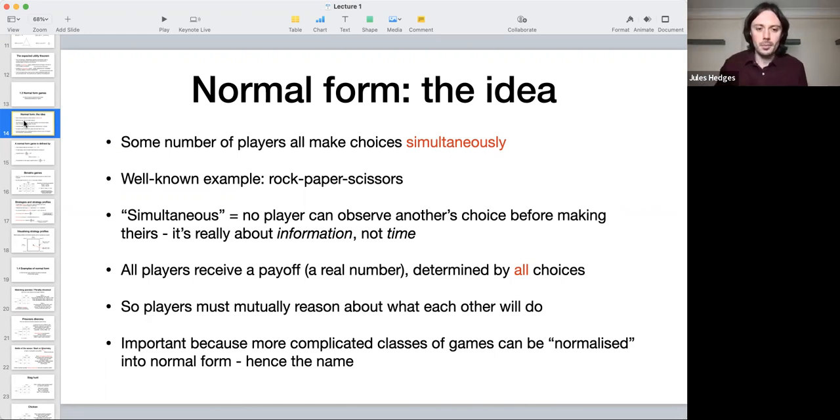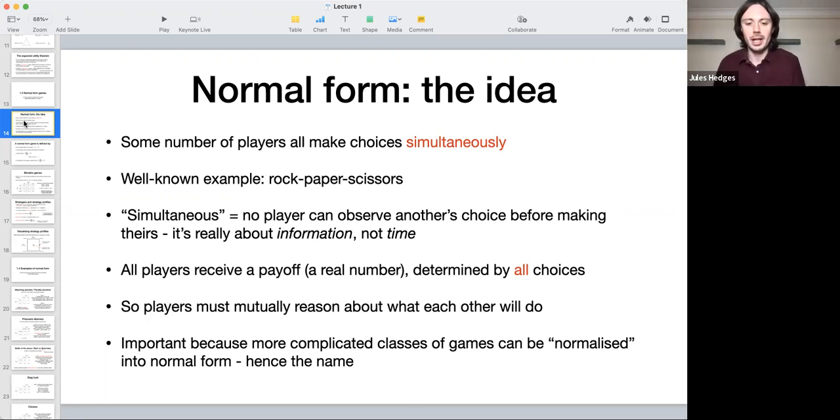And then after the players make choices, they're all going to get a payoff. And the payoffs for every player are going to be determined by the choices of every player. So what that means is that players are going to have to mutually reason about what each other are going to do. This is kind of the basic idea of game theory, that we're in these circular situations where everybody's payoff depends on everybody's action. So everybody has to circularly reason about what everybody else is going to do.